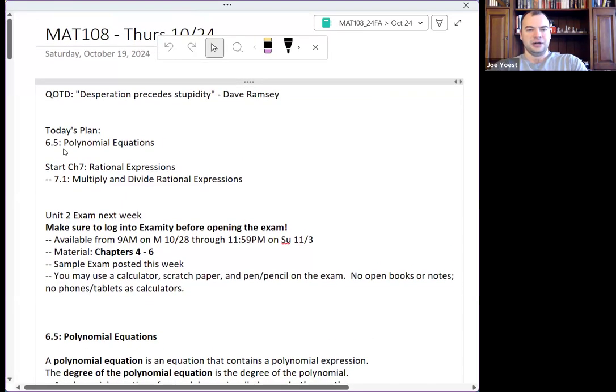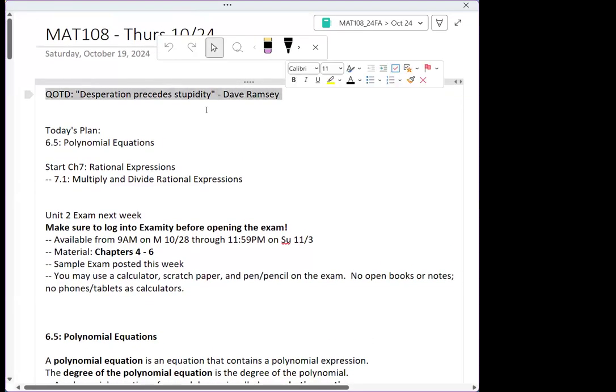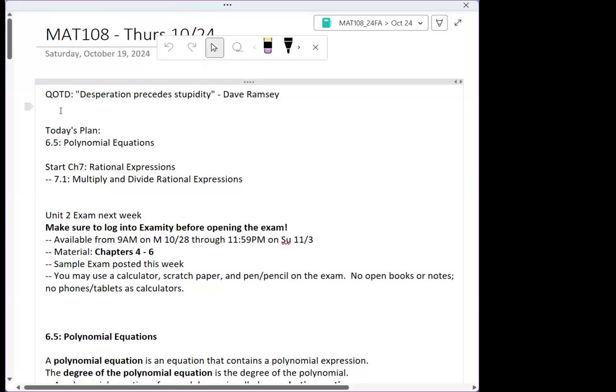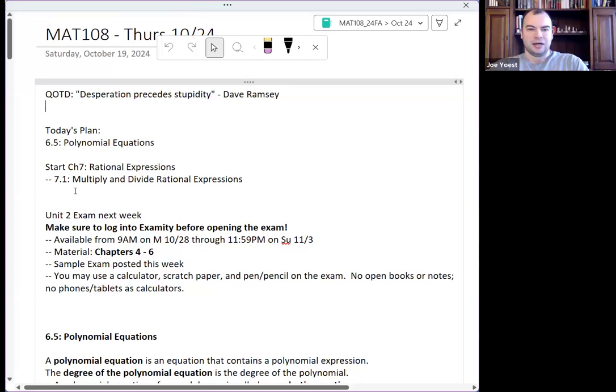Okay. And the quote of the day is by, oh, is there a question? Can I ask you a question real quick? Yeah, I was trying to do the Examity practice on WebAssign, but it said I had to put a password in. Do you know what that is? The Examity practice exam, you mean?